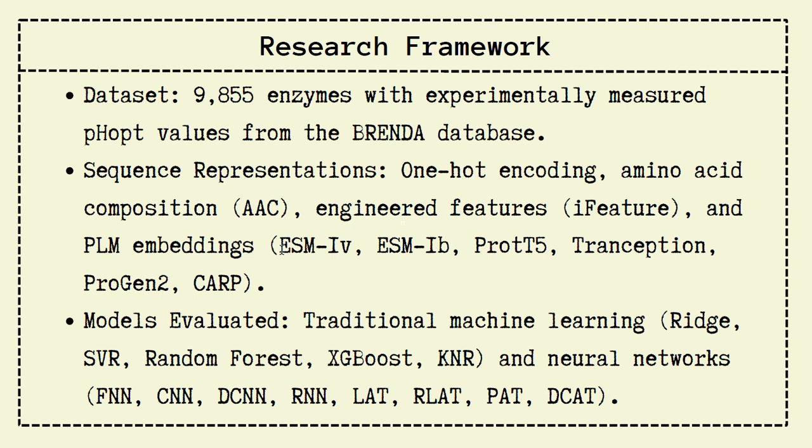Now, the researchers also evaluated a wide range of machine learning models, including traditional models such as ridge regression, SVR, which is your support vector regression, random forest, XGBoost, then KNR, which is your K nearest neighbors. They also used neural networks like FNN, which is your feed forward neural network, then CNN, DCNN, which is your deep convolutional network, RNN, which is your recurrent neural network, and then these AT ones, the LAT, RLAT, are attention based architectures.